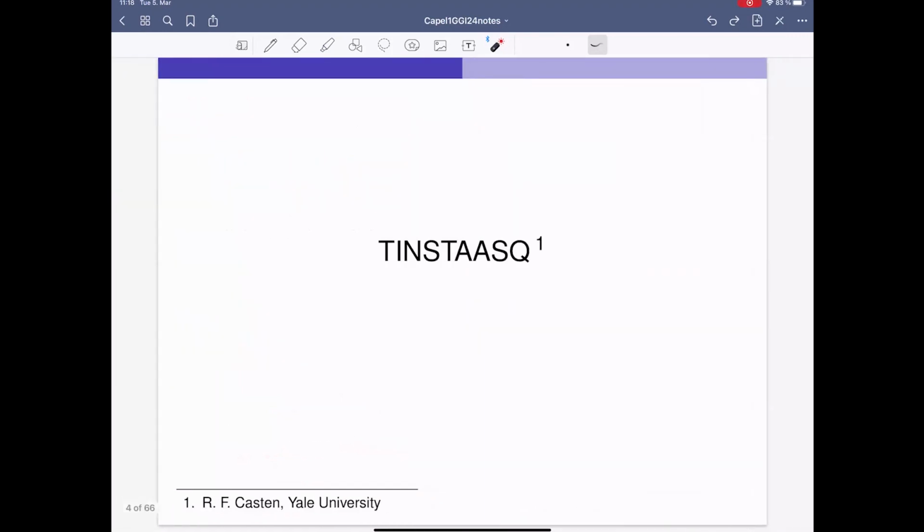So this would be the first class. I will start by taking a leaf out of the book of Rick Casten, who taught in 2004 at a summer school in Surrey, which I attended, but as a student like you. And he started his class with the word "TINSTASQ." That's not Finnish, that's not Danish or whatever Nordic language. It's just the acronym of "there is no such thing as a stupid question." So this means don't be afraid to ask, to interrupt if you have questions, and I'll try to answer them. The most stupid questions are usually the most difficult ones. So I hope I will be able to answer these questions.